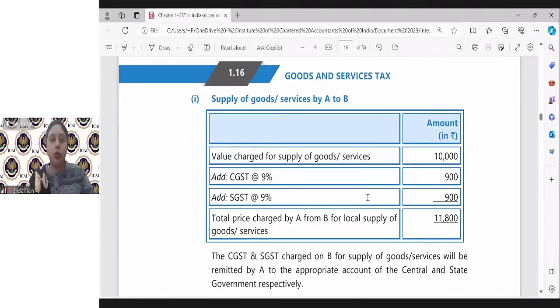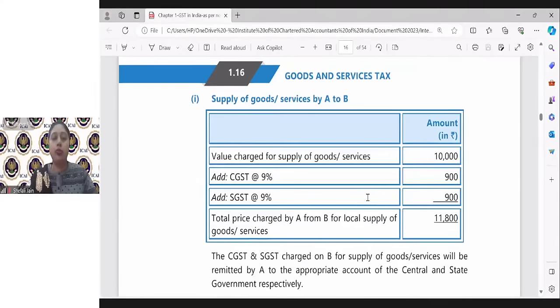I think it is clear to all of you. This much you have to remember: in an intrastate transaction, CGST and SGST have to be levied at the same rate. In this case, we have assumed the rate to be 9% each, and in case of an interstate transaction, 18%. For the sake of simplicity, we have assumed the same rate. Whatever supply is being undertaken, we have taken the rate to be 18%, or 9% each in CGST and SGST. When we discuss interstate transactions, the rate will become 18%.